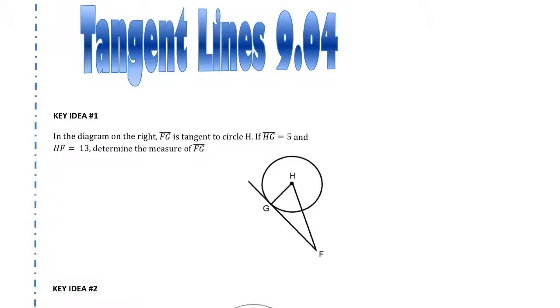Today we're going to learn about tangent lines, and a tangent line on this diagram is GF. GF is the tangent. And how I know it's a tangent is because it touches the circle in one point. That's here at point G. And it's on the outside of the circle, so it hits the circle on the outside.